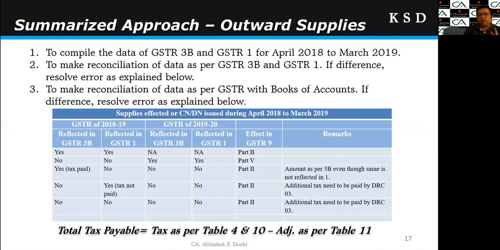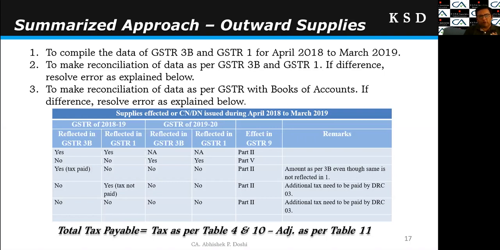And last, we will have the summarized approach for the GSTR 9. First we will see the summarized approach for the outward supplies, and then we will look into the summarized approach for ITC. So for outward supplies, we all know this, we compile the data of 3B and 1 for 18-19 to make reconciliation, and if there is a difference, we need to resolve the same as per the below table, right? So this table is very important. We will take it one row at a time.